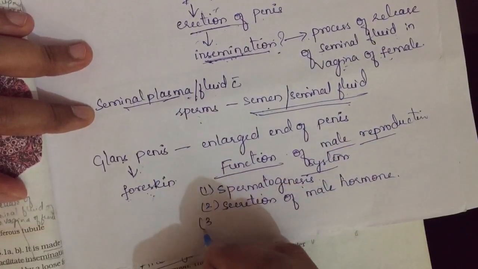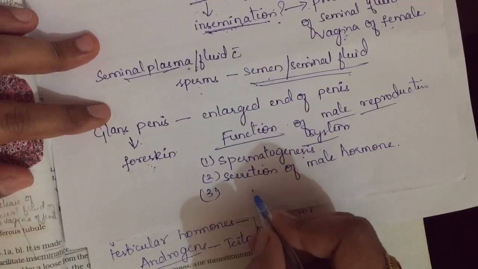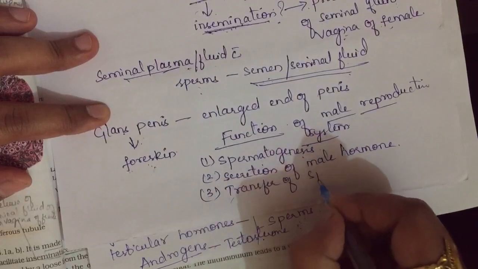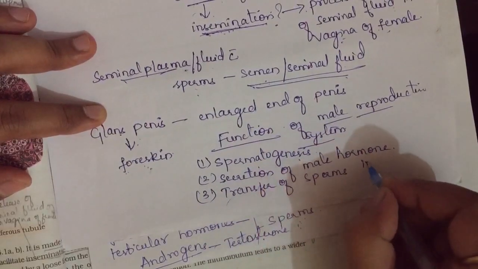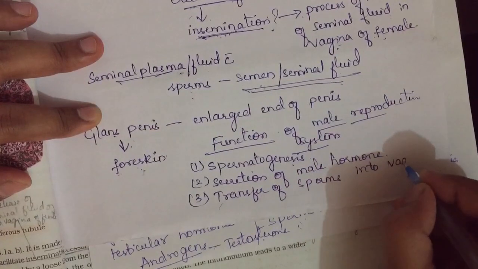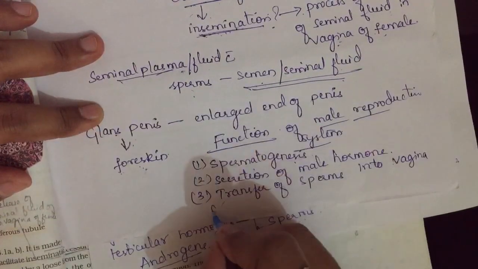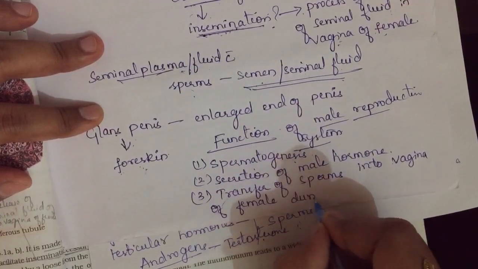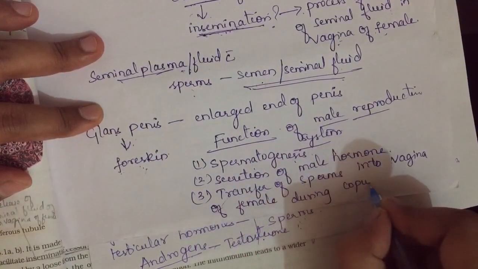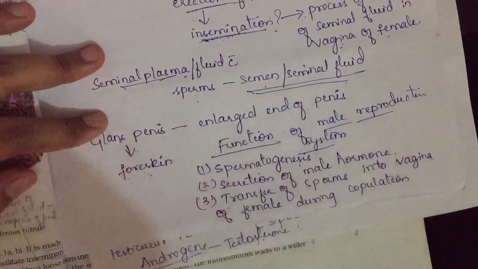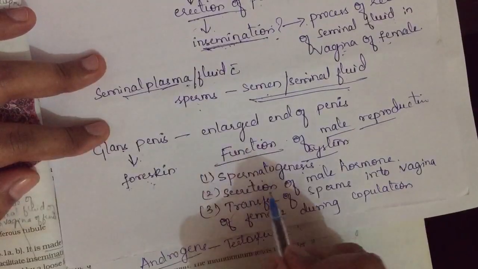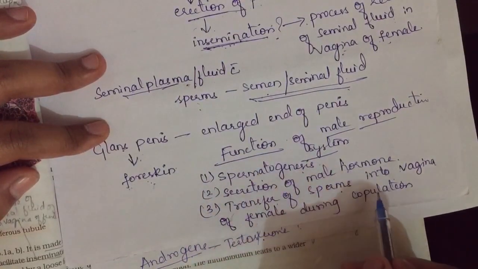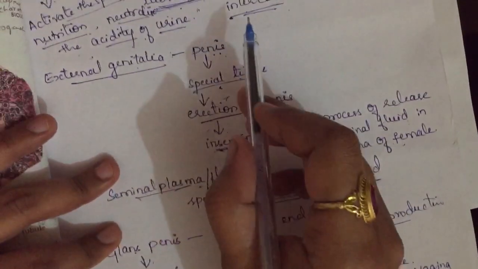Next, the third function, transfer of sperms into the vagina of the female during copulation. So the first is spermatogenesis, the second is secretion of male hormone, and the third is that sperms are transferred into the vagina of the female during copulation. Copulation is the same term we use for intercourse.